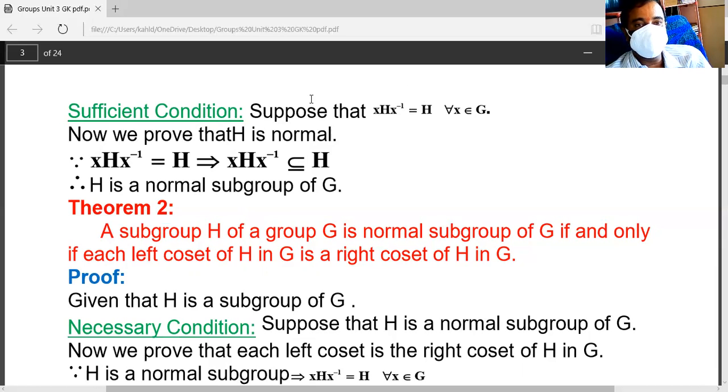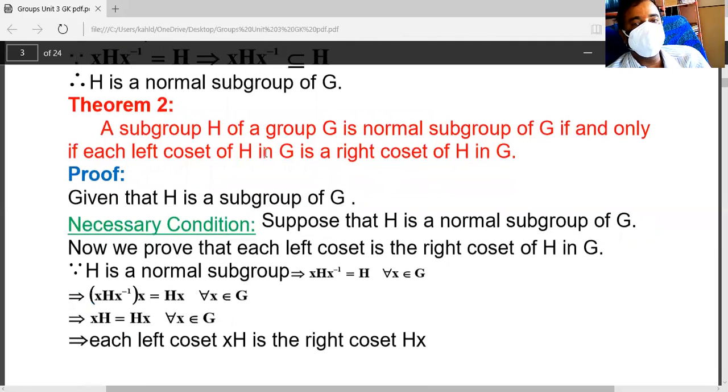We know that x inverse Hx is equal to H. x inverse Hx equal to H means x inverse Hx is contained in H. It is very clear. That means from this condition, from note 1, we can say that H is a normal subgroup of G. Okay, students. Now we proved theorem 1. Now we go to theorem 2.